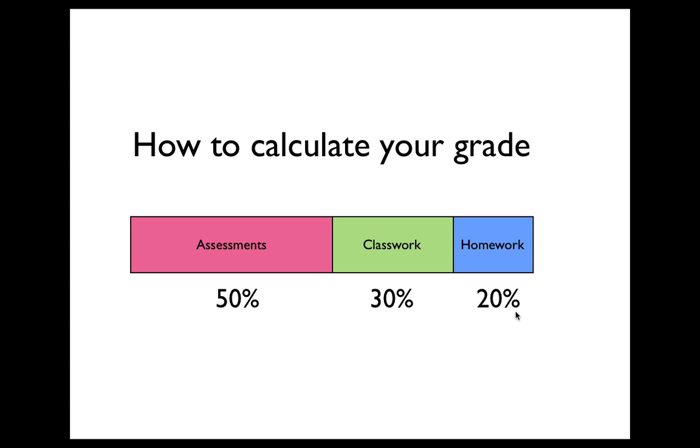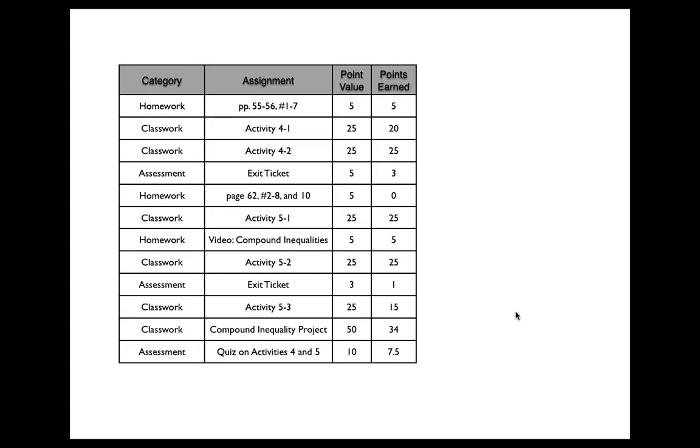Now, let's take a look at a student's grades. This is a sample student grade sheet. And as you can see, all of the assignments fall into those three categories: homework, classwork, and assessments. All right, this other column is just the specific assignment. Here it tells you the point value of each specific assignment and then the points earned by that student.